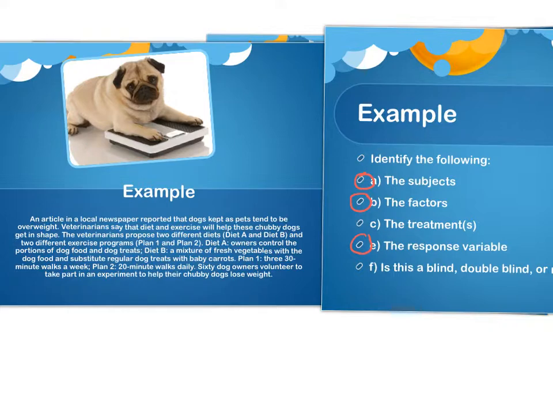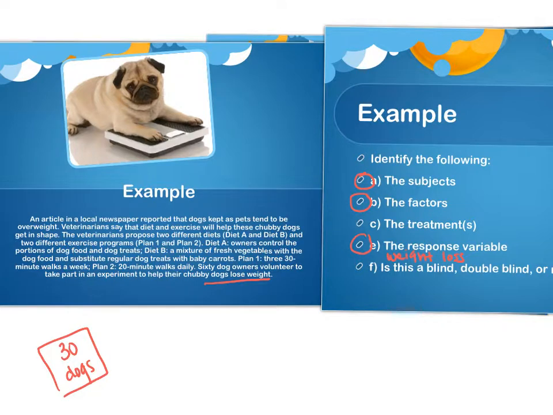So we have 60 dogs available for us for this experiment. So you always start a diagram with your experimental units. The next thing we're going to do is look at what the response variable is. What variable am I actually interested in knowing something about? This last sentence tells what we're interested in: 60 dog owners volunteer to take part in an experiment to help their chubby dogs lose weight. So we want to look at their weight loss. So the variable of interest that we're going to measure is going to be weight loss.